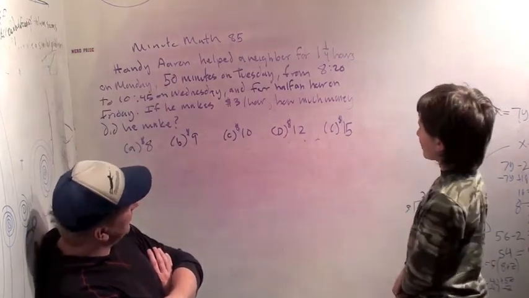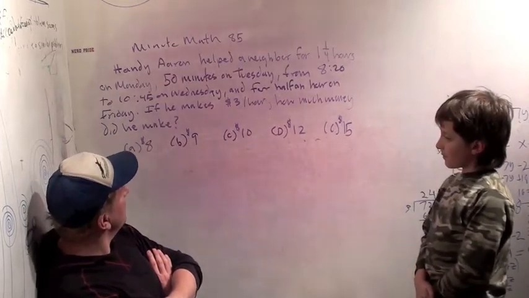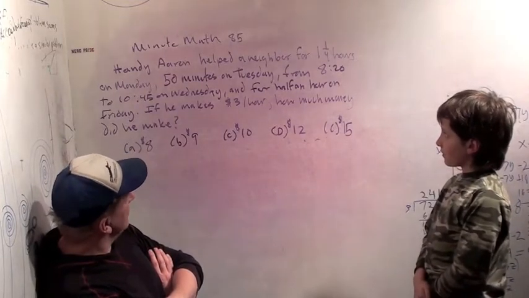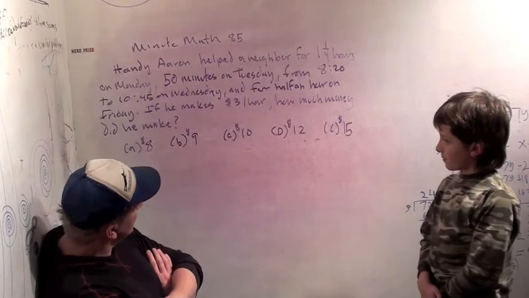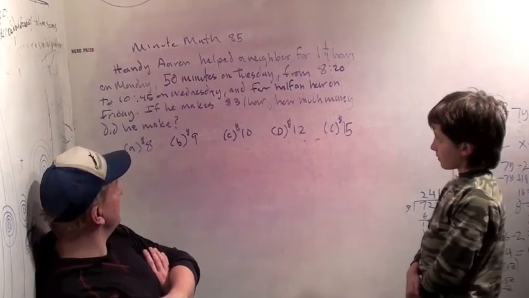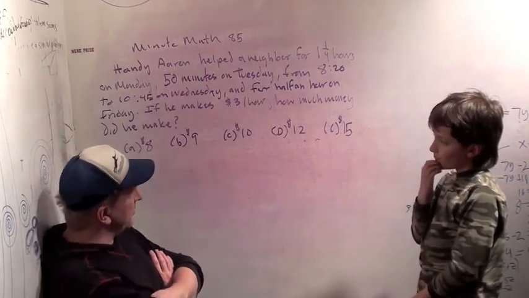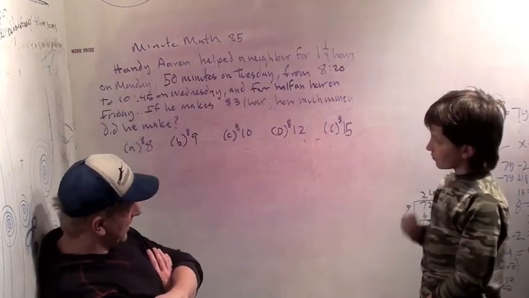Handy Aaron helped a neighbor for 1¼ hours on Monday, 50 minutes on Tuesday, and from 8:20 to 10:45 on Wednesday, and then for a ½ hour on Friday. If he makes $3 an hour, how much money did he make?